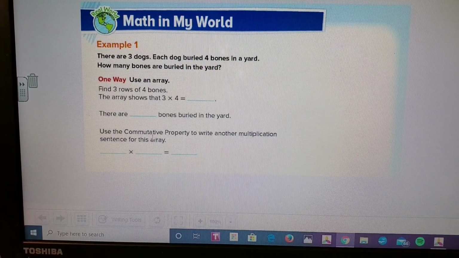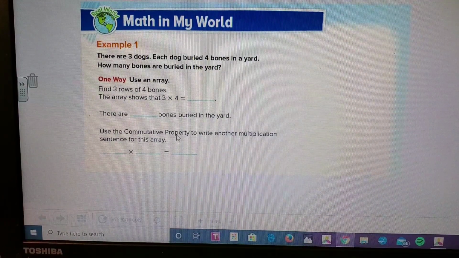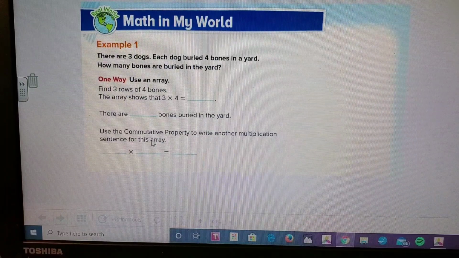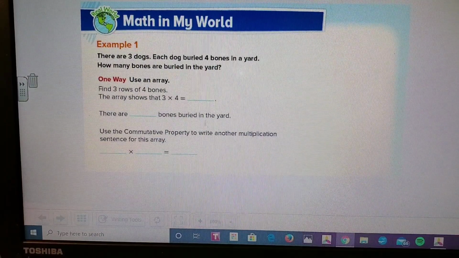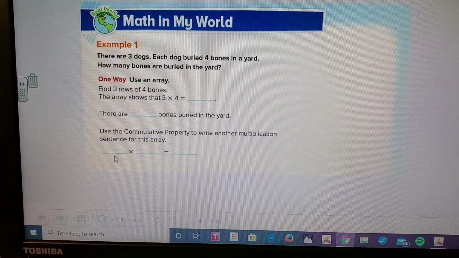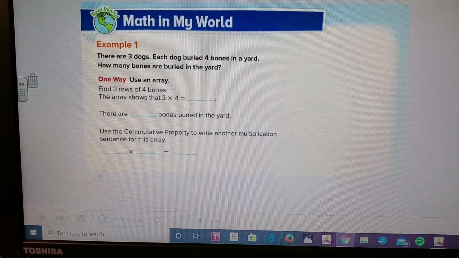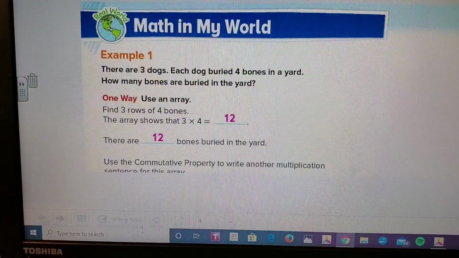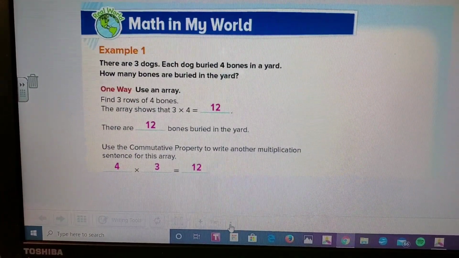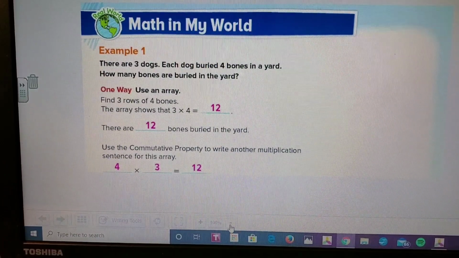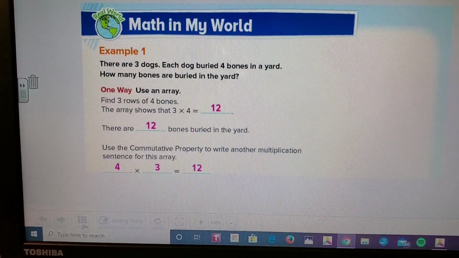Now you're going to use the commutative property to write another multiplication sentence for this array. Your first sentence is 3 times 4 equals 12. So this one will be, take a guess, see if you can figure it out. And here's the answer. 4 times 3 equals 12. That is the commutative property.